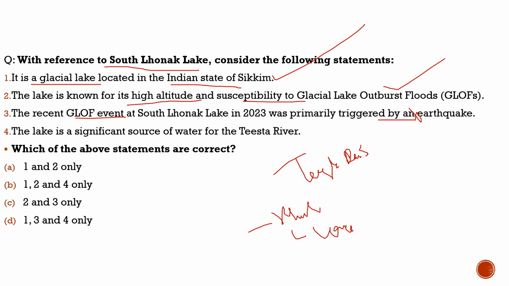Fourth statement, the lake is a significant source of water for the Tista River, 100% correct. This Tista River is shared between India and Bangladesh. So with respect to this question, what are the correct statements? Correct statements are statement 1, statement 2, and statement 4. From the code given below, the correct code would be option D.